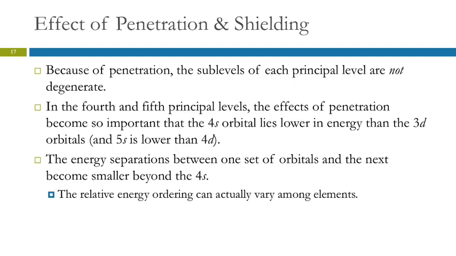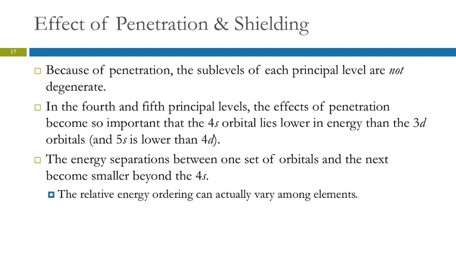So 2s and 2p, not at the same energy level, they're not degenerate. When we get to the 4th and the 5th principal levels, then the effective penetration becomes really, really important. And so then the 4s orbital is even lower in energy than the 3d orbital. And it gets really messy.